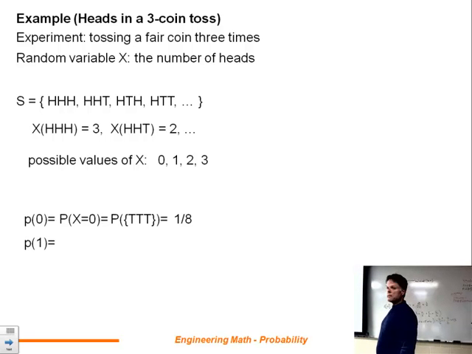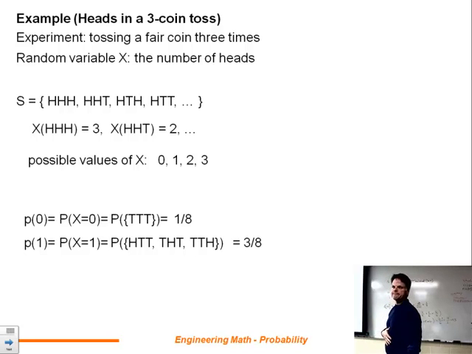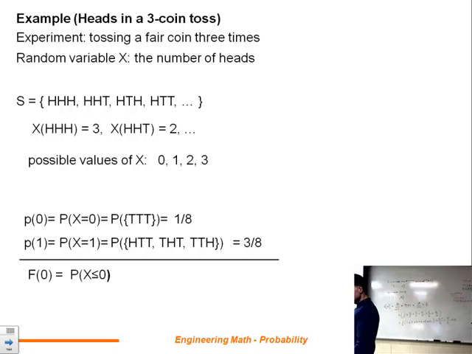What's p of 1? So how many ways can you get 1 head and the other 2 are tails? 3, right? Because it could be the first one, it could be the second one, it could be the third one, and the other 2 are tails. So it's going to be these 3 outcomes, and each one has probability 1/8, so this is going to be 3/8. Okay. Nice uniform distribution. Okay. And so forth, p of 2 and p of 3.